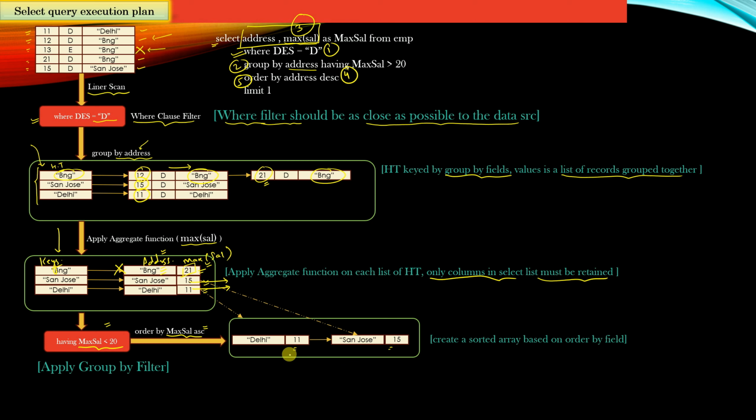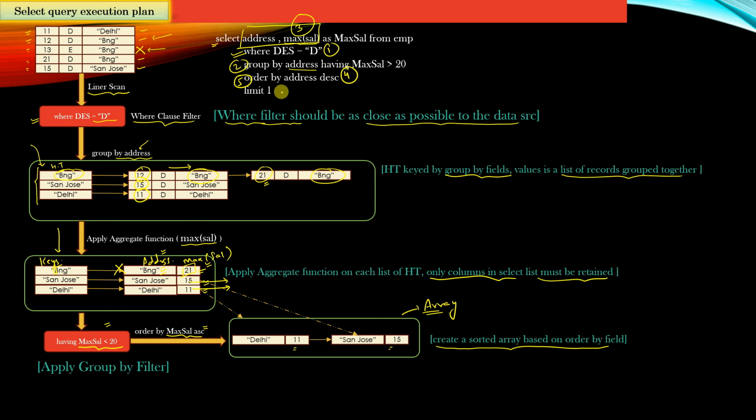Alright, and by this time we do not need this hash table anymore, so it must be destroyed. We have created a sorted array based on the order by field. So now this is an array and we do not need the hash table anymore. The job of the hash table is done. So by the time we process the order by clause, the hash table is destroyed.